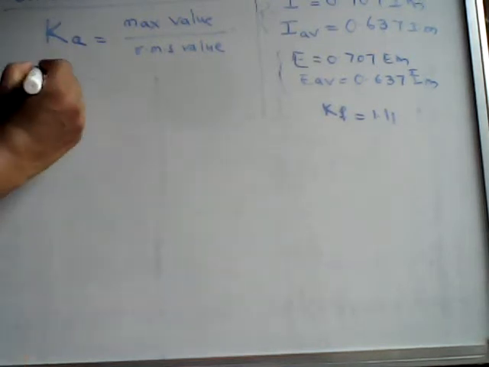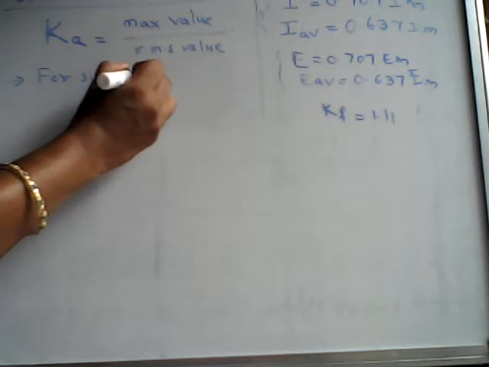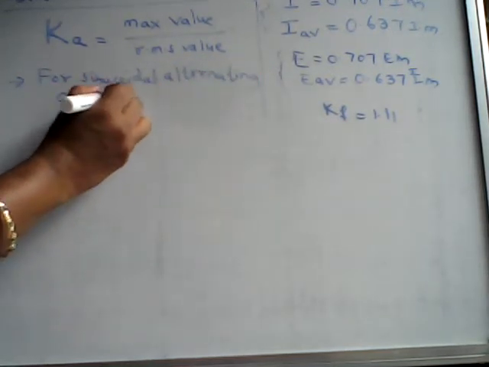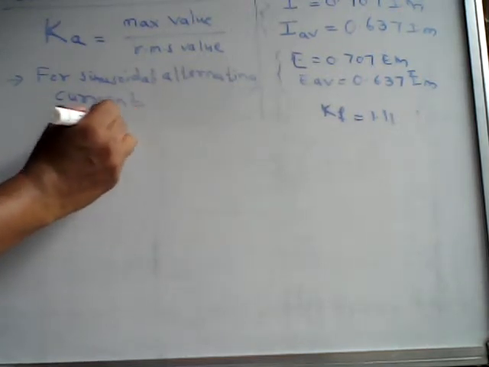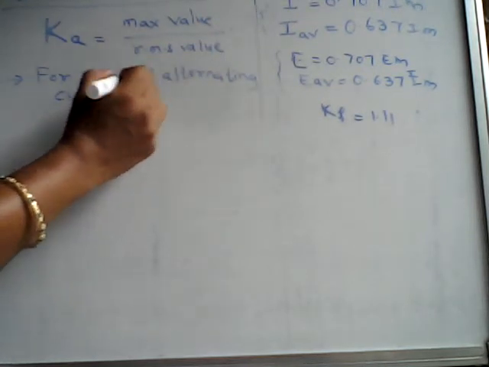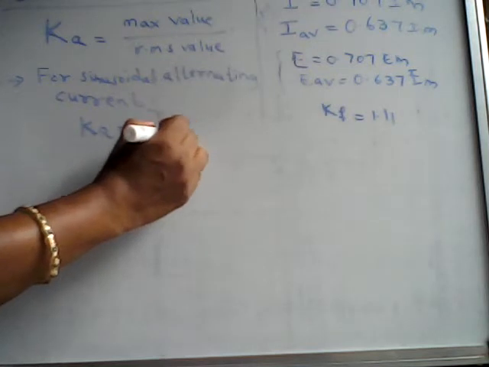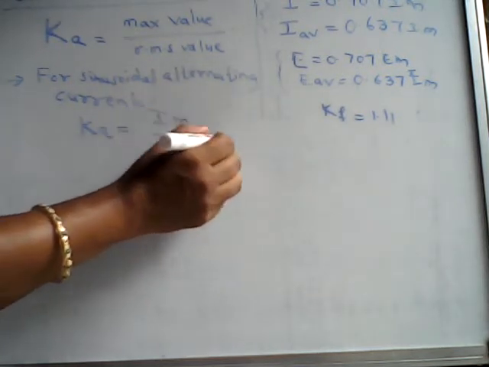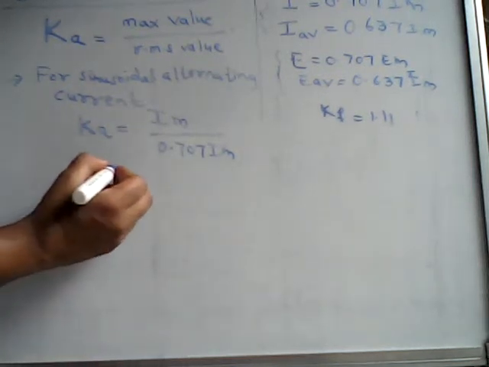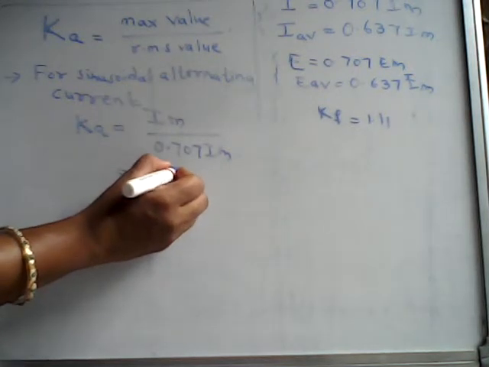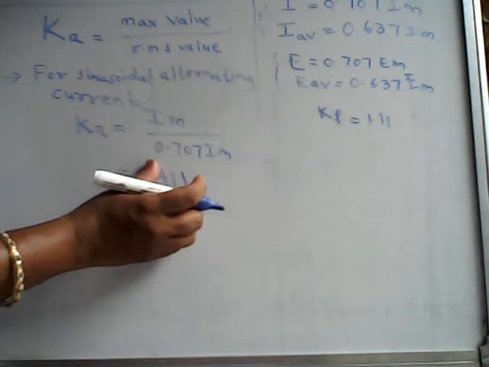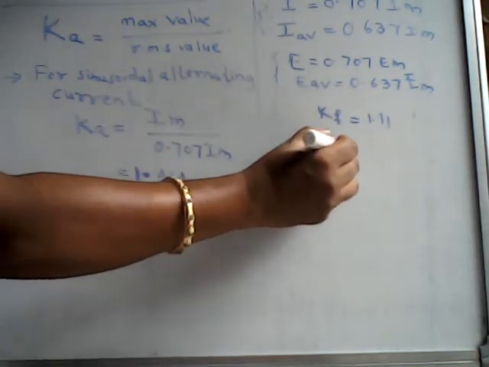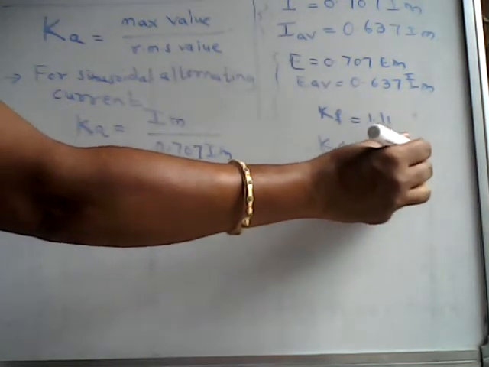So let us consider for current. For sinusoidal alternating current, Ka is given by maximum value. For current, the maximum value is denoted by Im divided by the r.m.s value. The r.m.s value we got it as 0.707 Im. So this Im will cancel. So the value of Ka is 1.414. So this is the value of Ka, that is 1.414.